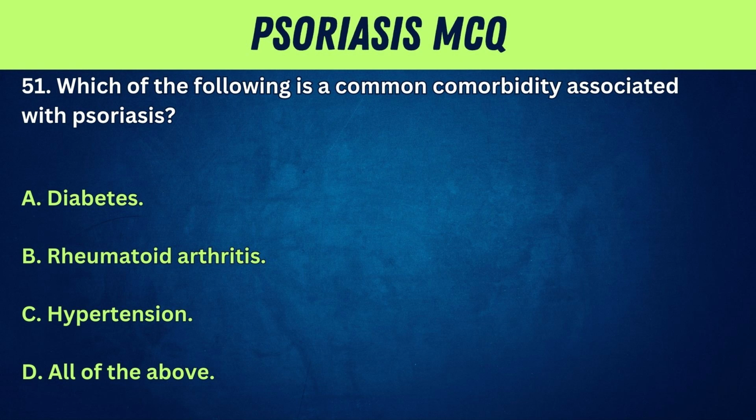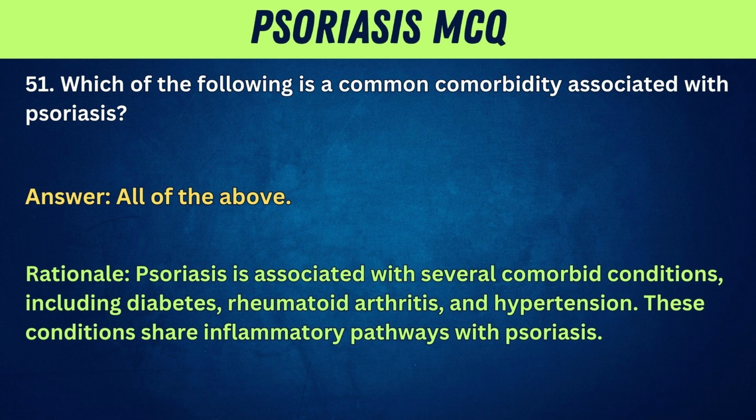51. Which of the following is a common comorbidity associated with psoriasis? A. Diabetes. B. Rheumatoid arthritis. C. Hypertension. D. All of the above. Answer: all of the above. Rationale: psoriasis is associated with several comorbid conditions, including diabetes, rheumatoid arthritis, and hypertension. These conditions share inflammatory pathways with psoriasis.